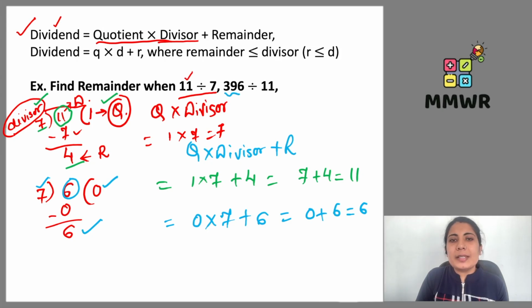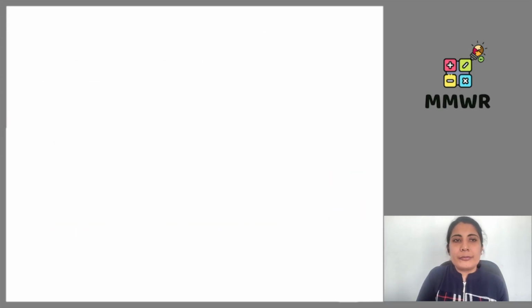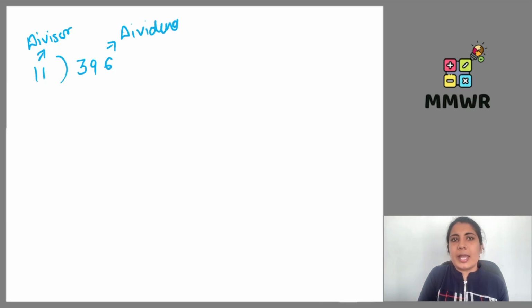Similarly, I can divide this 396 divided by 11. So I have to divide here 396 by 11. 11 will be called the divisor here, and 396 will be called the dividend, right? And how many times will it be divisible? First, we have to check. So first of all, here we have a two-digit number, so we'll be taking two digits from the dividend as well.